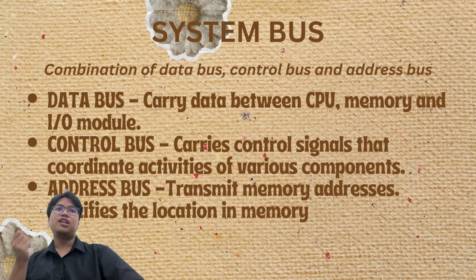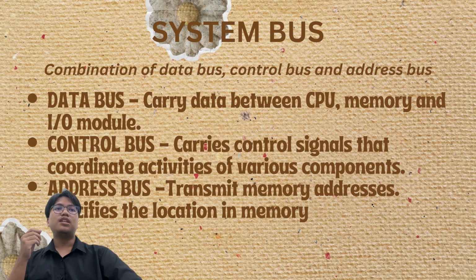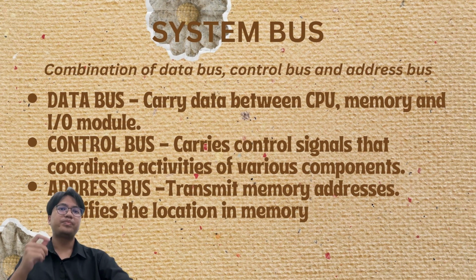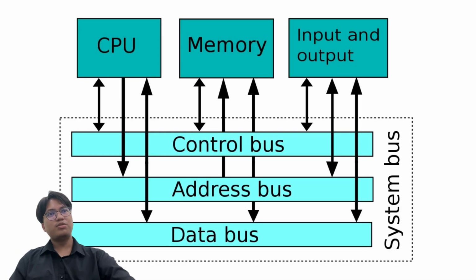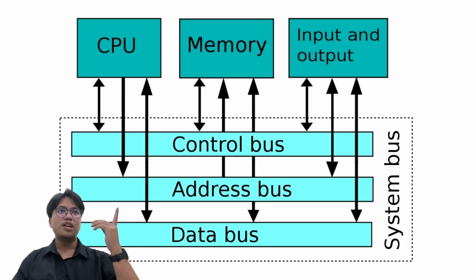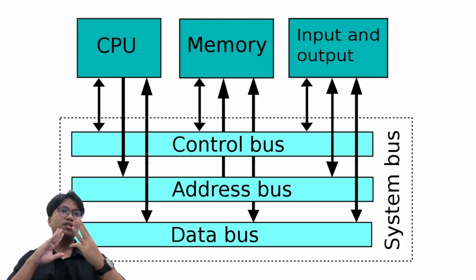Control bus, they will carry control signals that coordinate activities of various components. And address bus, it transmits memory addresses and specifies the location in the computer's memory. Okay, let's look at this diagram. We have 3 components, which is the CPU, memory, and input and output, and they are all connected using system bus, control bus, address bus, and data bus.